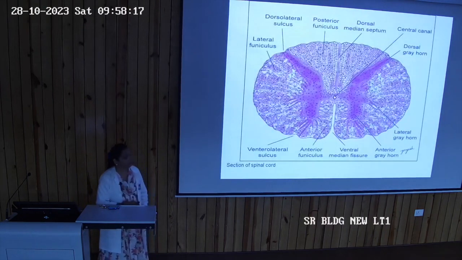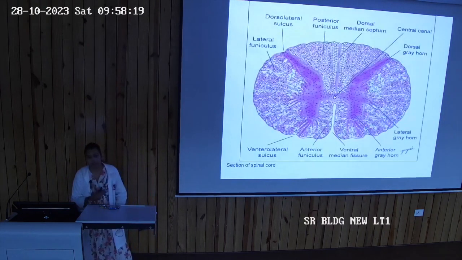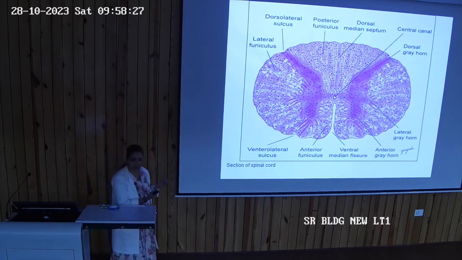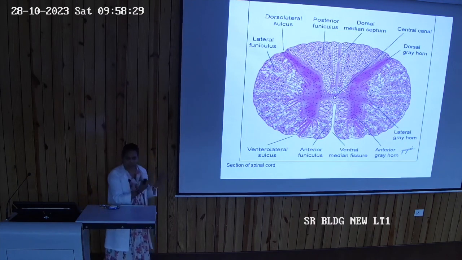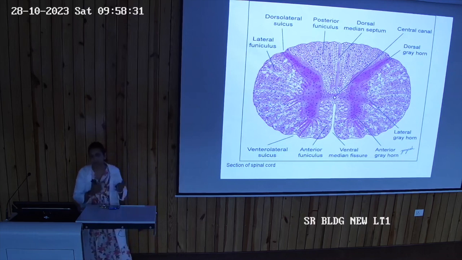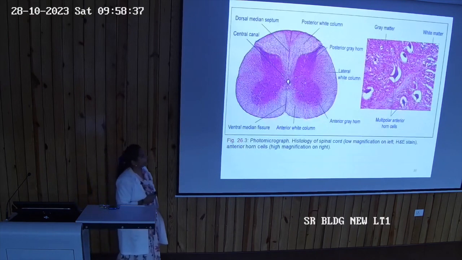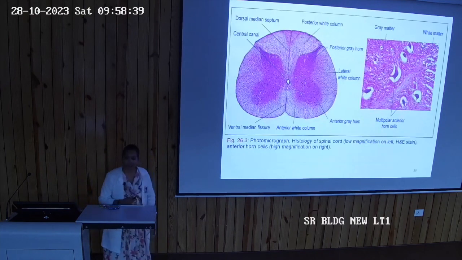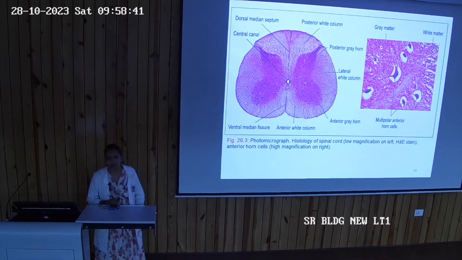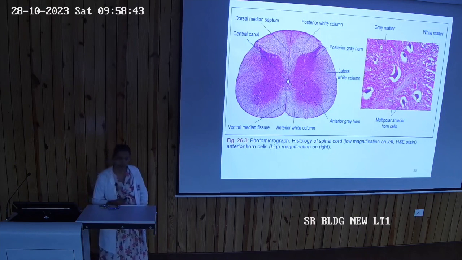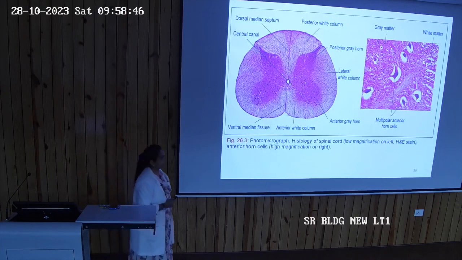Now the third picture is of the spinal cord. This darker stained H-shaped area is gray matter and it is surrounded by the white matter. White matter has myelinated axons, gray matter has anterior horn and posterior horn. In the thoracolumbar region we have an extra horn, which is the lateral horn. Sympathetic fibers will go from here. Then in the center we have a central canal which is lined by ependyma. Anterior horn cells are motor, posterior horn cells are sensory.